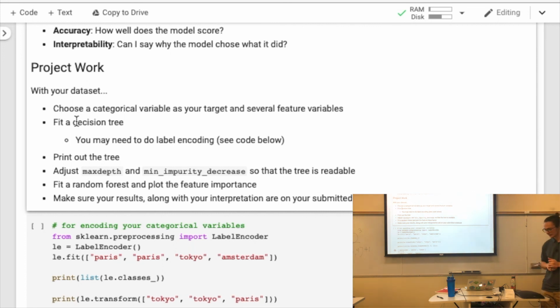And is the data set we chose at the beginning of the class? Yes. Like the housing or the- Yep.